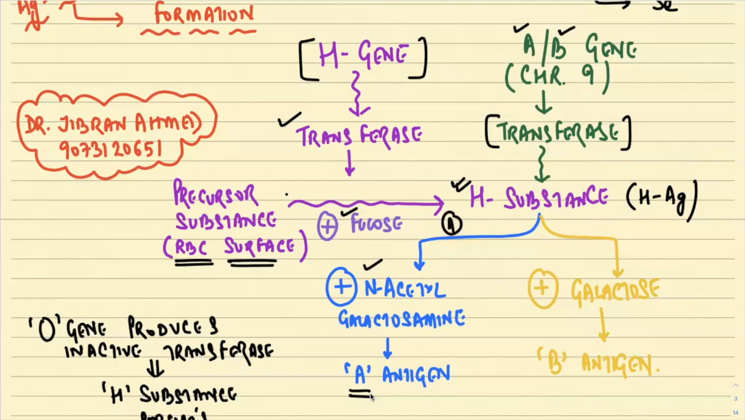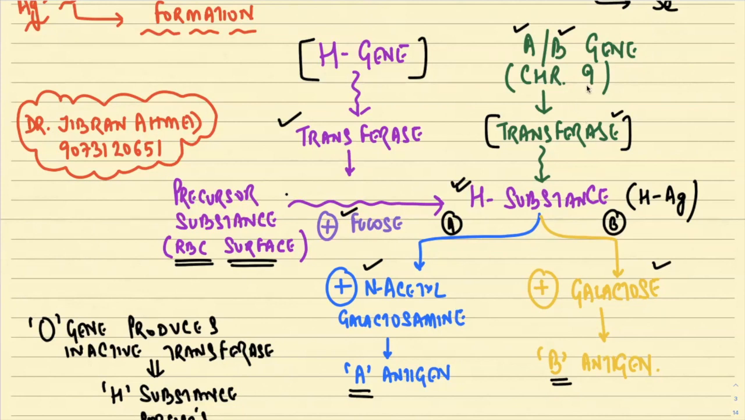Is this very clear? Similarly, individuals who have the genes for the B blood group secrete a transferase which acts on the H substance and converts it into the B antigen. How? By addition of the sugar galactose. So this is the only difference. If you add N-acetyl galactosamine to the H substance, you will get the A antigen. If you add D-galactose, you are going to get the B antigen. Okay, I will repeat this once, one second.